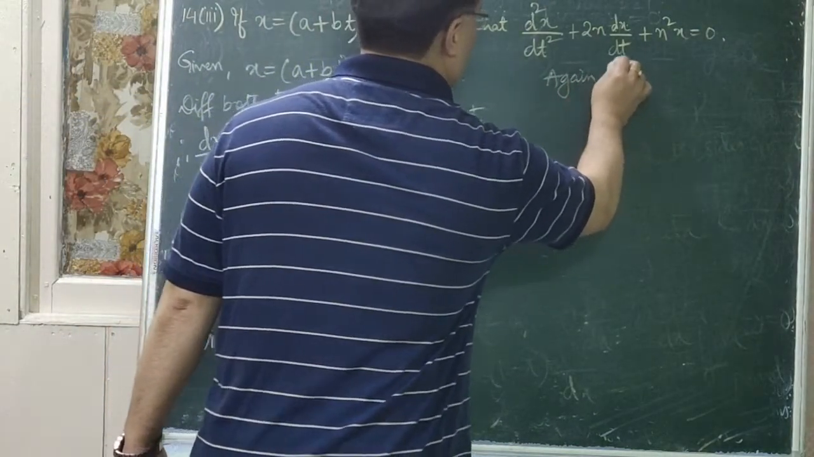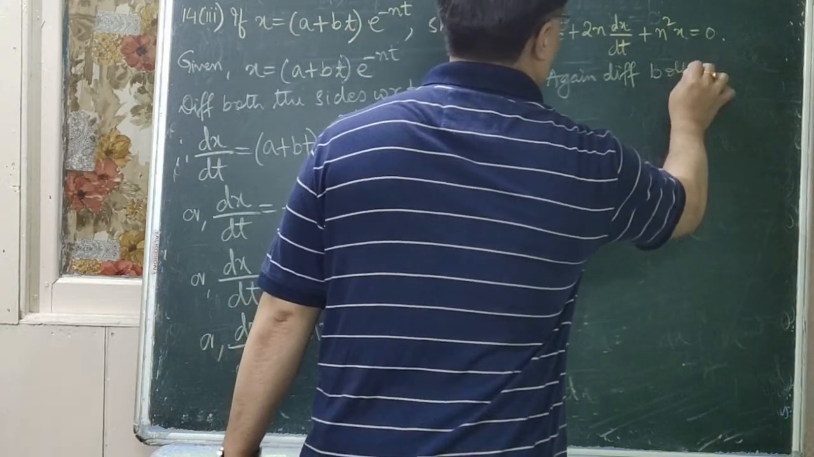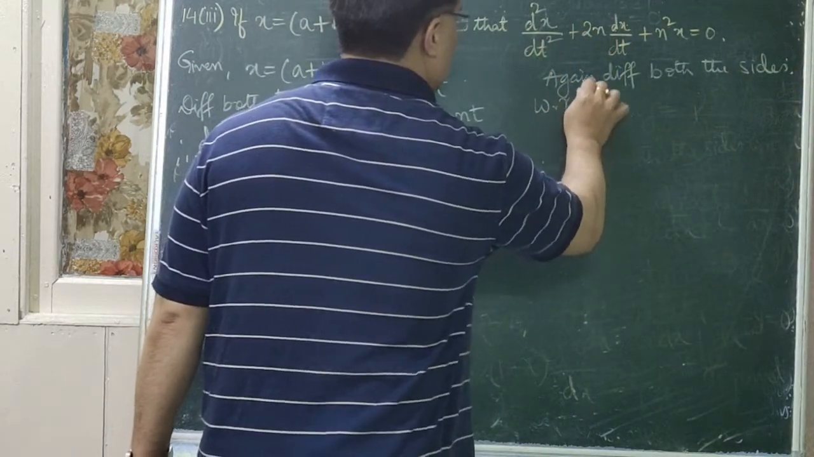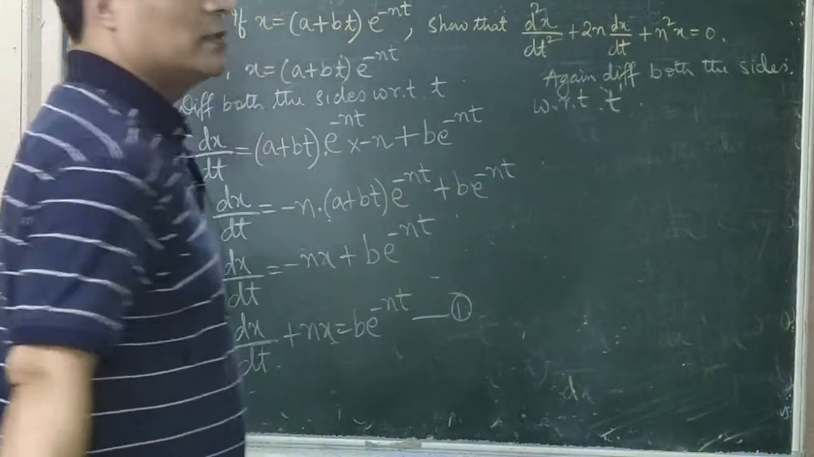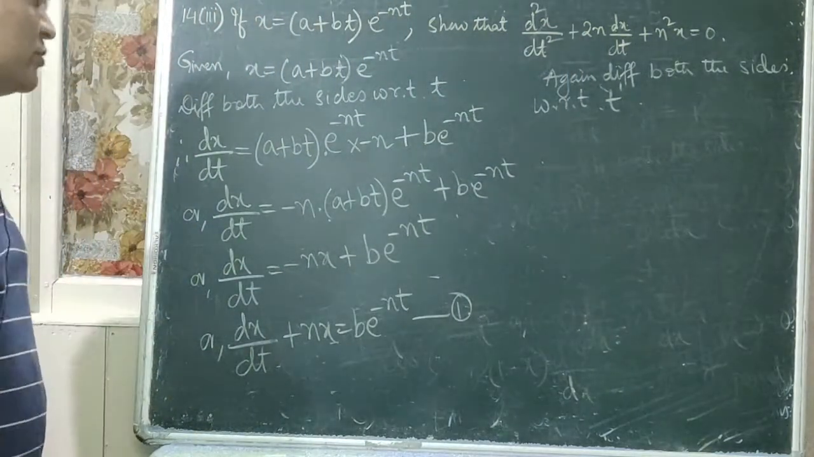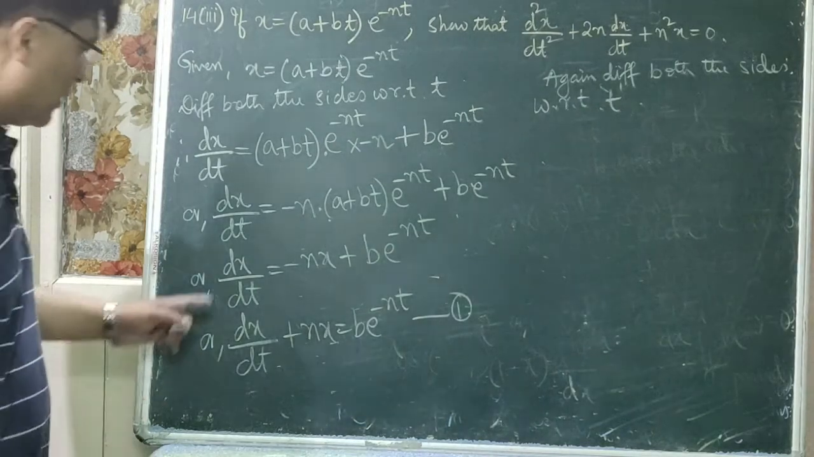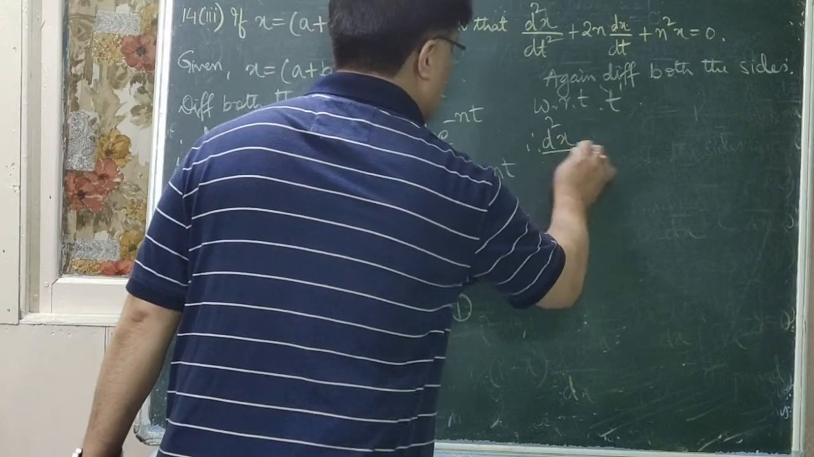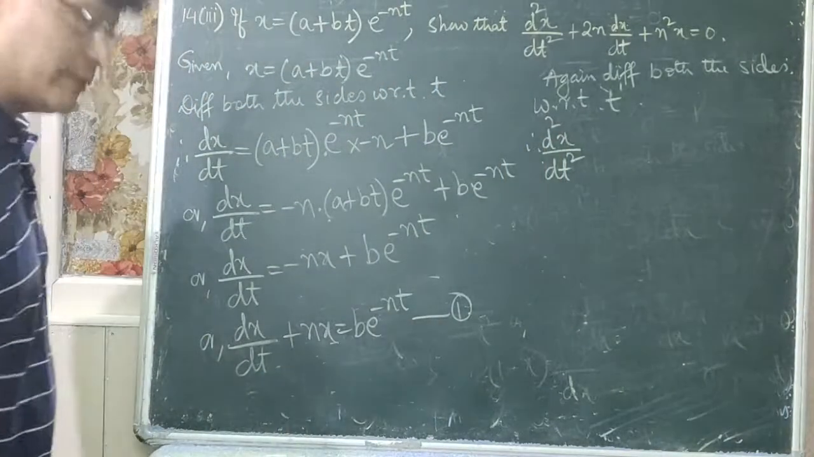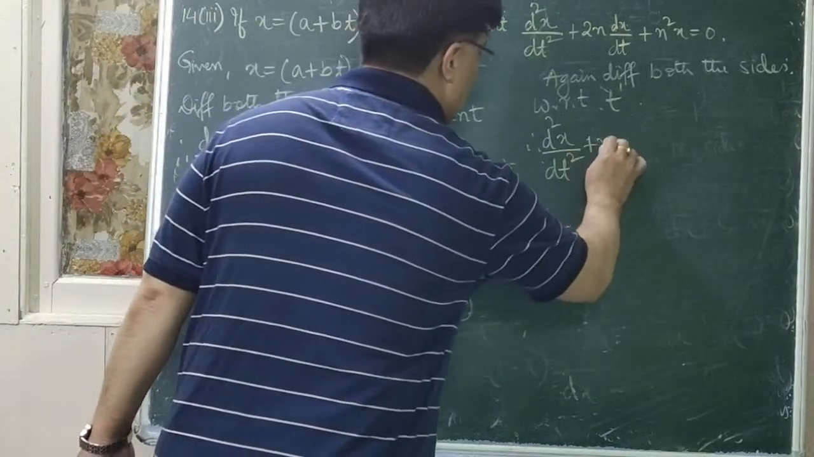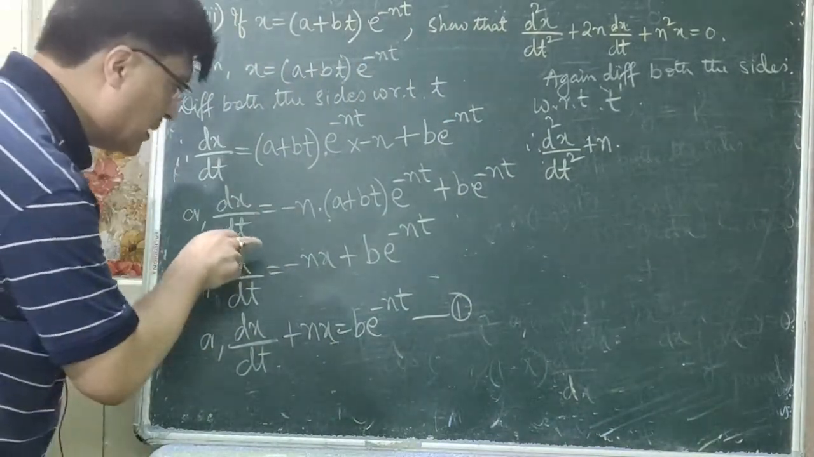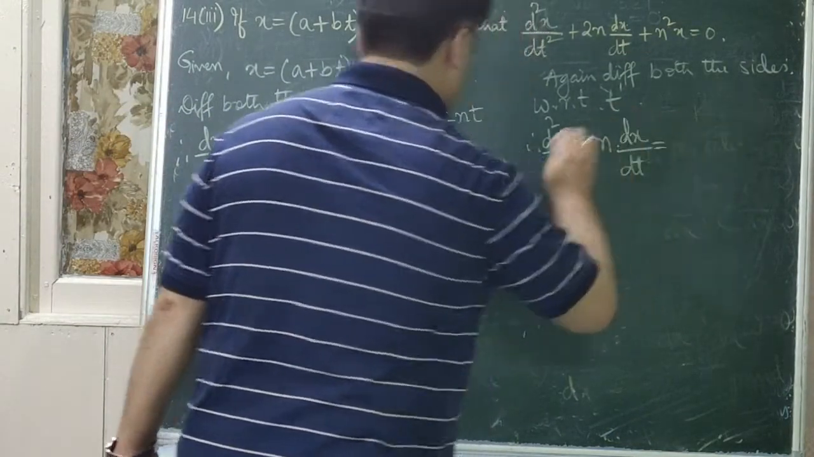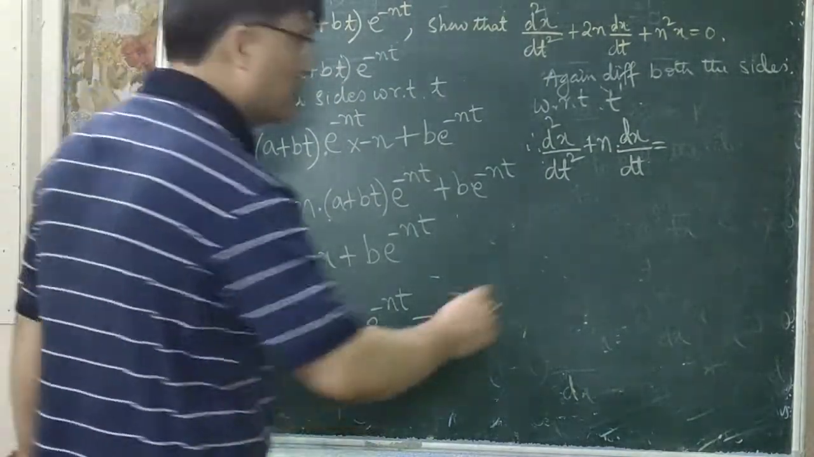Again differentiating both the sides with respect to t. So let us differentiate both the sides with respect to t. Now what is the differentiation of dx by dt with respect to t? Again it is d2x by dt square, right? Then plus, here n is constant, remains as it is. Differentiate x with respect to t. It is dx by dt, which is equal to, on the right hand side, b is constant, remains same.